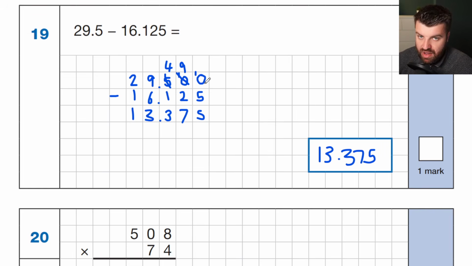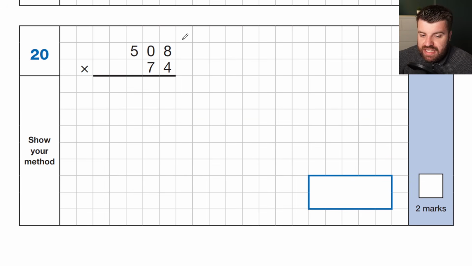This is exchanging past 0. Very common to come up at some point in the test, especially when you're lining up decimals with different numbers of decimal places and putting in those zeros. Very likely to come up, guys. Question 20. Look at this here.